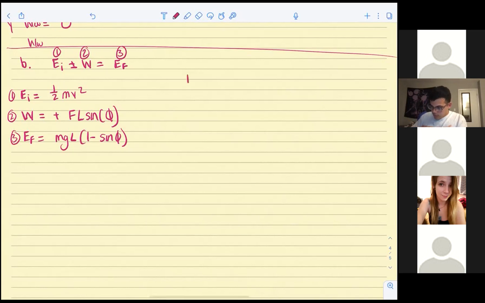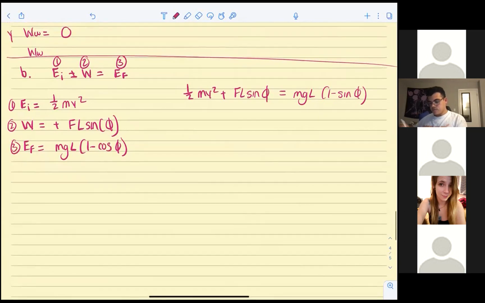So I've got 1/2 m v squared plus F L sine of phi equals m g L (1 minus sine of phi). That's it. You don't even have to solve this. You just have to set up this equation. That's quite literally it. Oh, sorry. Yeah, that was a mistake, Kaylin. Good call. This should be cosine. My mistake. Thanks for pointing that out.